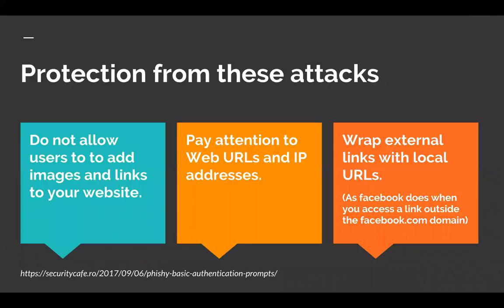The author said that the best thing you could do is to not allow users to add images and links to your website. And you should pay attention to the URLs and IP addresses as much as you can. Popular sites like Facebook have wrappers for external links. If you've ever seen on Facebook that when you click on a link, there's an interim webpage saying that you are now leaving the domain of facebook.com. So be aware that everything you see may not be as you think it is. You make your users aware of the risk as they're leaving your domain.